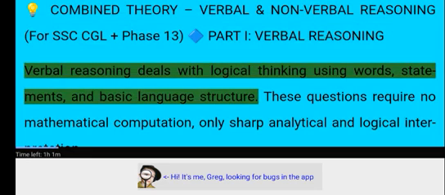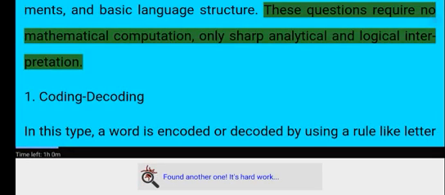Verbal reasoning deals with logical thinking using words, statements, and basic language structure. These questions require no mathematical computation, only sharp analytical and logical interpretation.